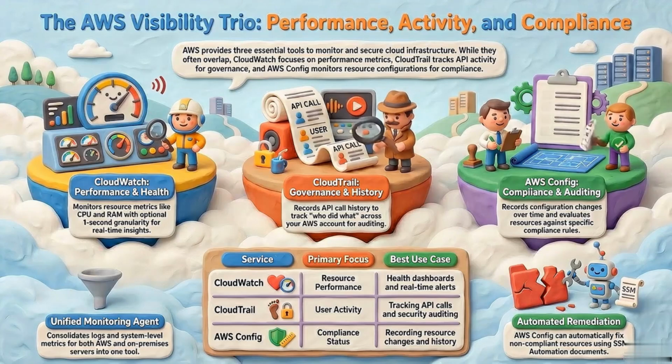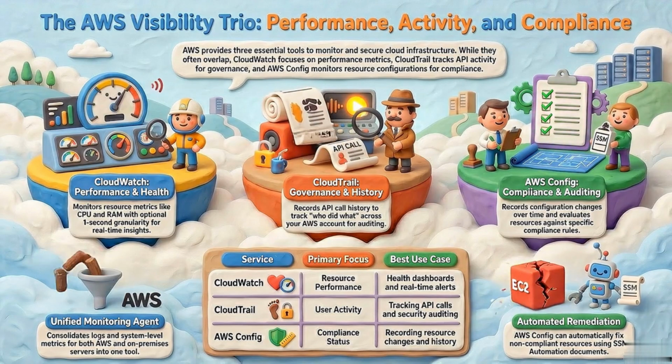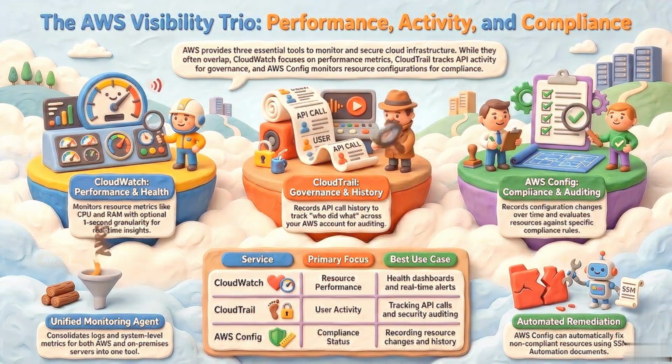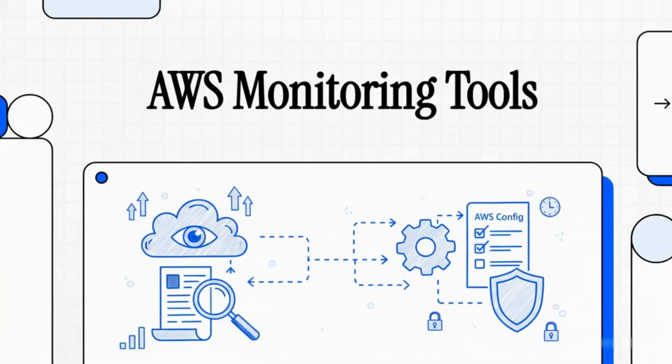Hey everyone, so if you're running anything on AWS, you're dealing with a constant, and I mean constant, stream of data. The real question is, are you just collecting all that data, or are you actually turning it into real intelligence? Today, we're going to break down 3 key AWS tools, that's CloudWatch, CloudTrail, and AWS Config, that are going to help you do just that.